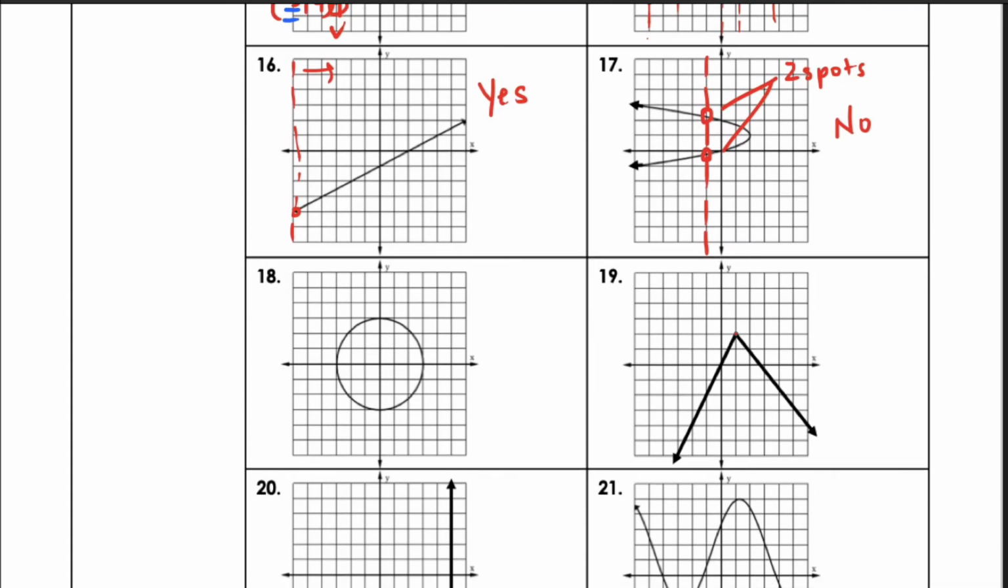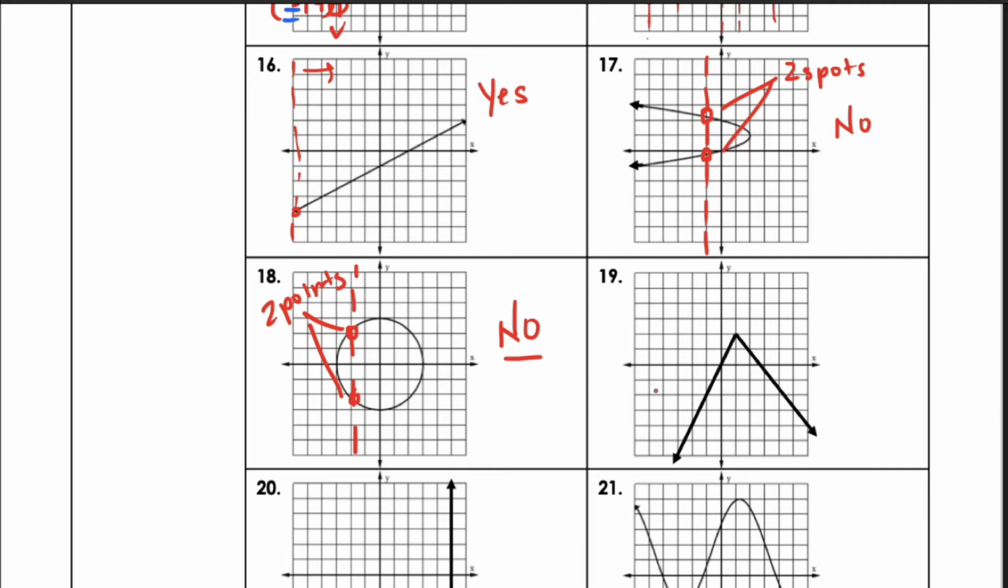Example 18, we have another example of a circle here. Okay, I'm just going to pick a generic place to draw that vertical line. We cross here at the top of the circle, and we cross here again at the bottom of the circle. Okay, so we have 2 points where we cross. That means that it cannot be a function. So the answer would be no.